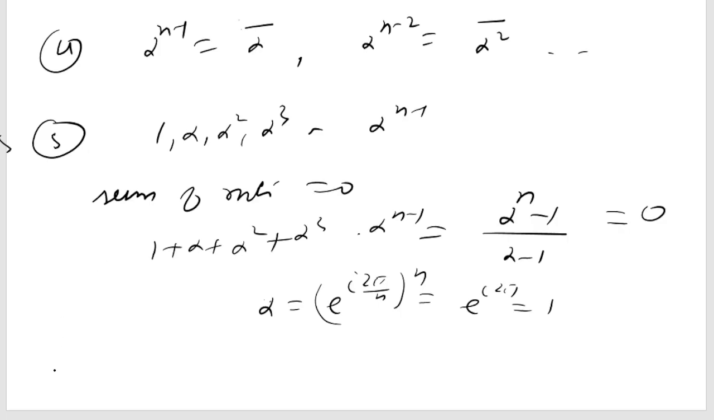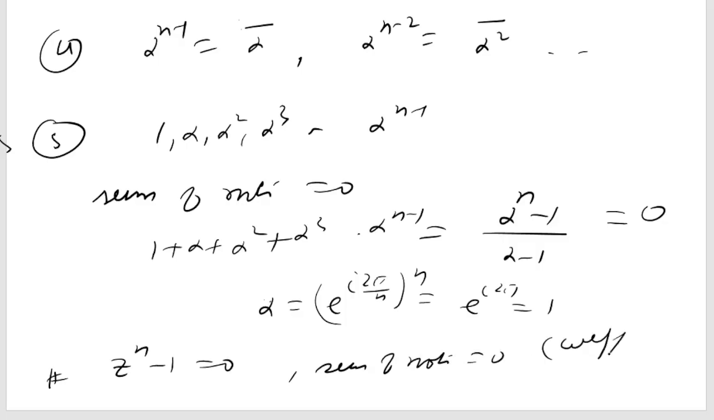Okay, we can also observe that these are the roots of z to the power n minus 1. So the sum of roots is also 0, because the coefficient of z to the power n minus 1 is 0. The sum of roots is minus the coefficient of z to the power n minus 1 divided by the coefficient of z to the power n. So clearly here the coefficient of z to the power n minus 1 is 0. Then also we can say the sum of roots is 0.